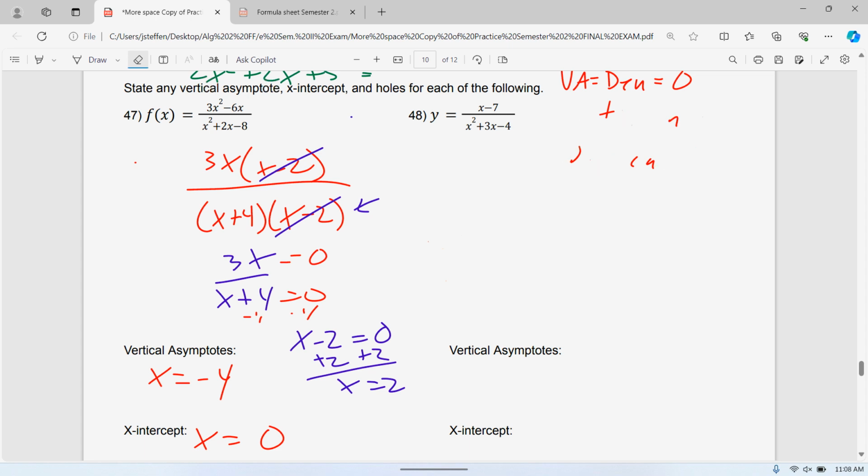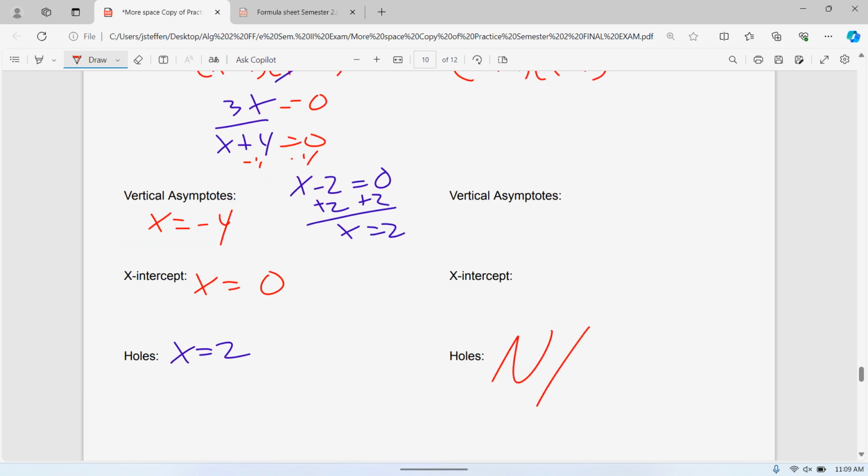The numerator is already factored out as much as you can. Factors of 4, -4 that add up to be 3. That would be x plus 4 and x minus 1. Those multiply to be -4 and add up to be 3, so we're good there. Nothing cancels on this. So since nothing cancels, your holes are none. You don't have any holes because holes only happen when things cancel.